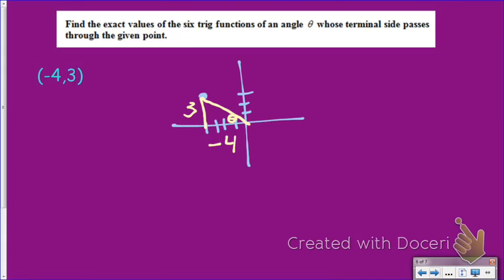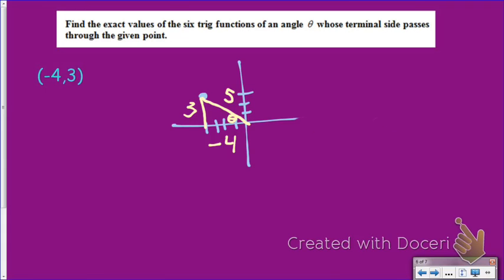Then I need to figure out my hypotenuse. Your hypotenuse on these pictures will always be positive, because if I were to do Pythagorean theorem here, 3 squared plus -4 squared, it doesn't matter that -4 is a negative value, because any negative squared still gives me a positive. So I still get 5. Your hypotenuse in these pictures will always be positive.